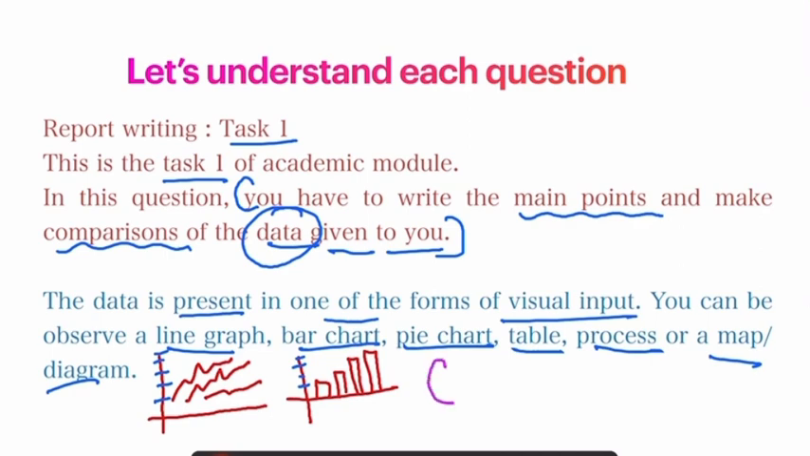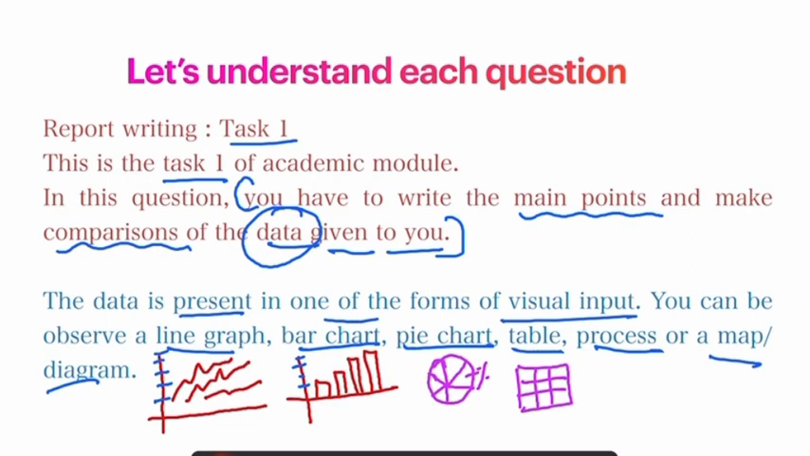In the case of a pie chart, you are going to have a circular shaped chart in which different proportions are going to be discussed, and the percentage of each proportion is mentioned. In the case of a table, you are going to have rows and columns in which the information is going to be present. You have to carefully notice how many sections there are and how this information is presented.